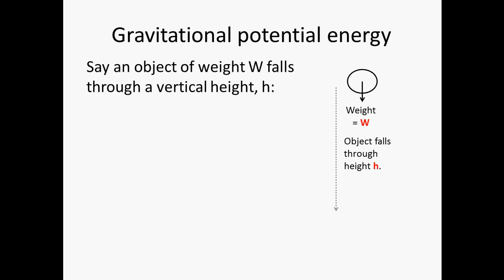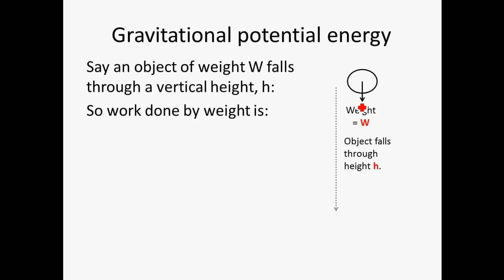So let's say we have an object that is falling under its weight, from this point here to this point here. Let's say the vertical distance that it falls is h. So the question is, what is the work done by the weight when it falls through this distance?